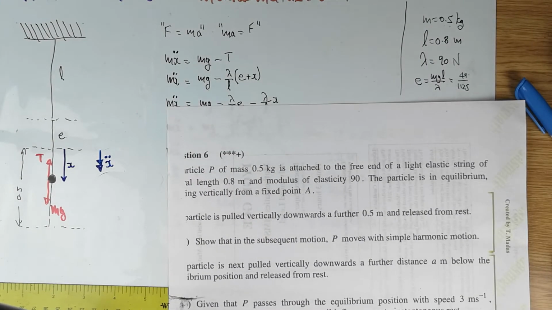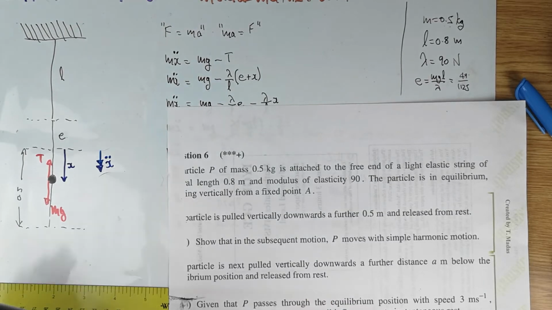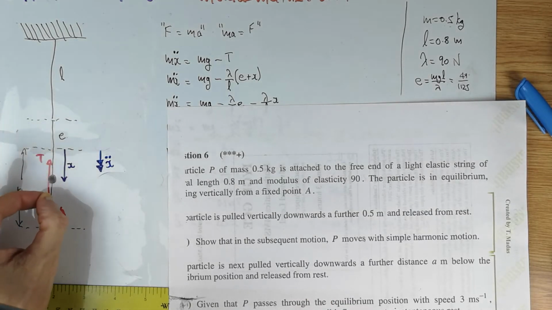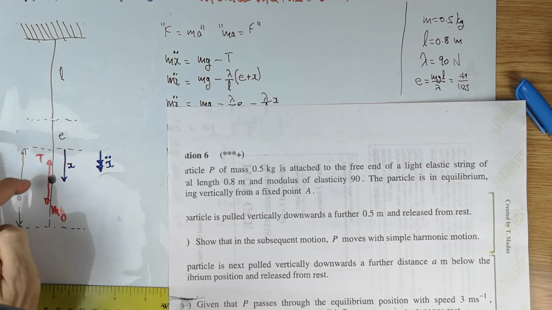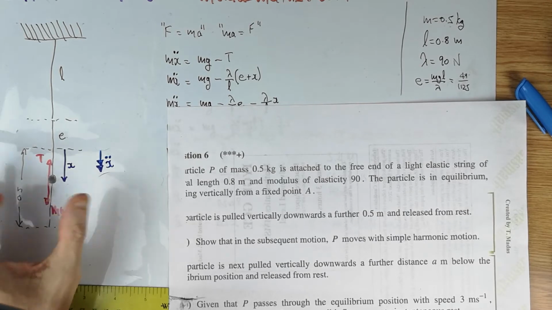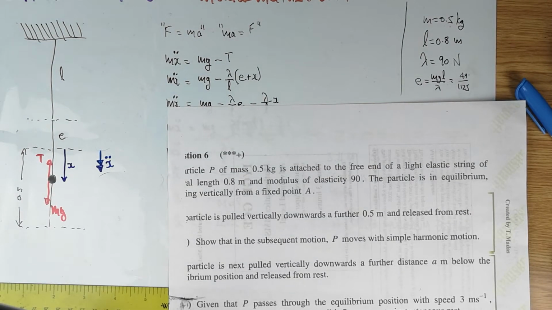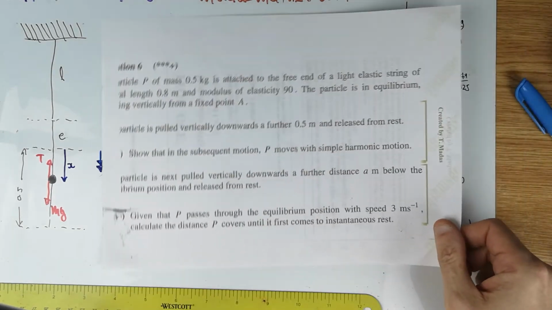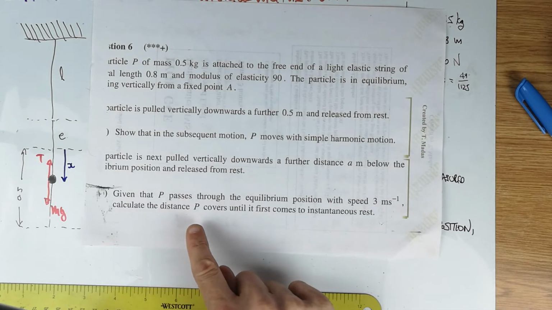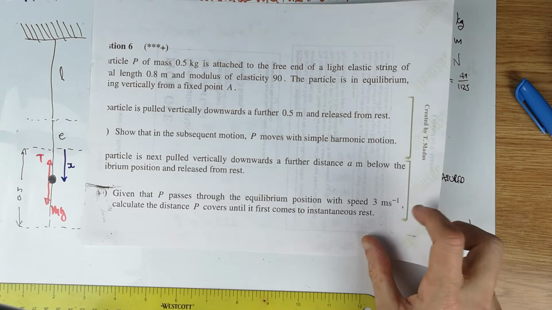Okay, what does the second part say? The particle is next pulled vertically downwards a further distance a meters below the equilibrium position and released from rest. So this time we pick the particle and we pull it down a distance a below the equilibrium position and we let go again. We know there's nothing special about a, the same way it was 0.5 there. It will still be moving with simple harmonic motion. If the particle passes through the equilibrium position with a speed of 3 meters per second, calculate the distance P covers until it first comes to instantaneous rest.